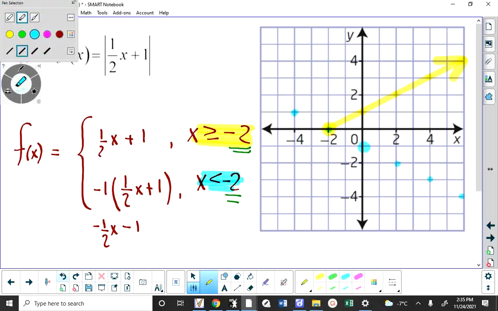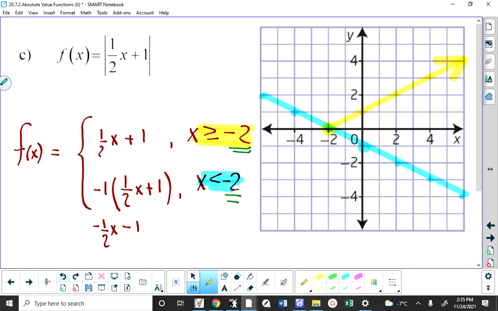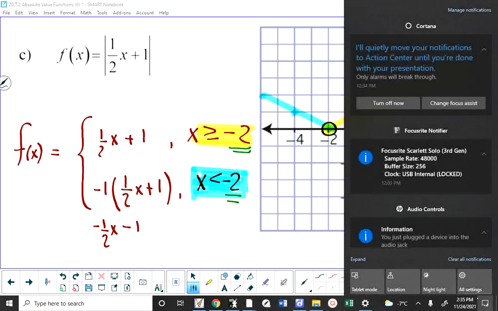Opposite direction, opposite direction. So if I were to draw this, it would look like that. Is every point on that line where x is less than -2? No. None of this stuff is where x is less than -2. And in fact, this isn't even where x is less than -2, but it's filled in by the other piece.